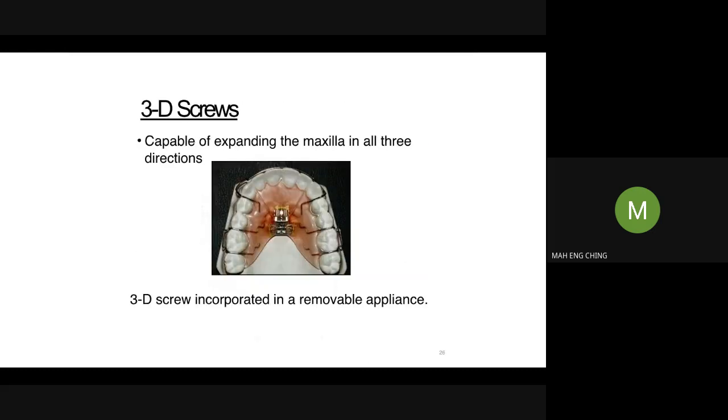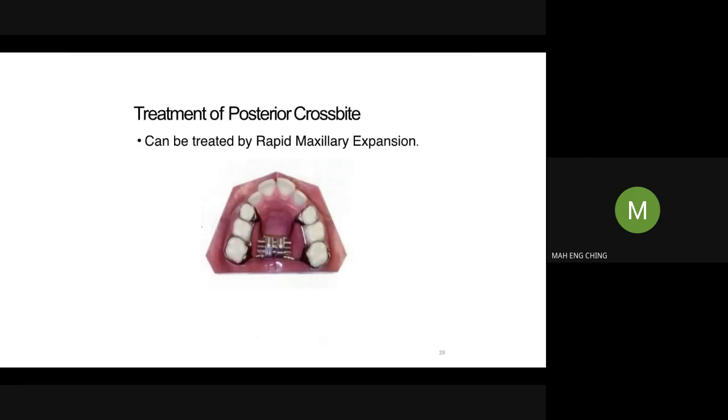Compared to this removable, where you have to turn it maybe once a week, and every turn is about 0.25, with this fixed one they turn the screw once a day, not once a week. This one is once a day, and every turn is about 0.25. So if you turn it every day, in 1 week you can achieve maybe 3 to 4 millimeters, which is quite powerful.